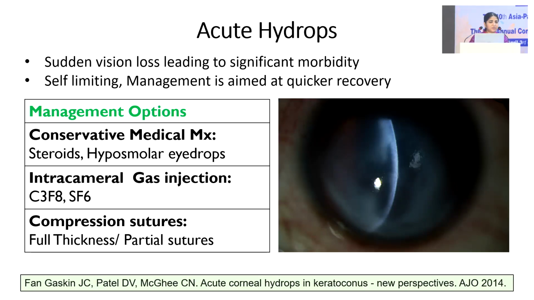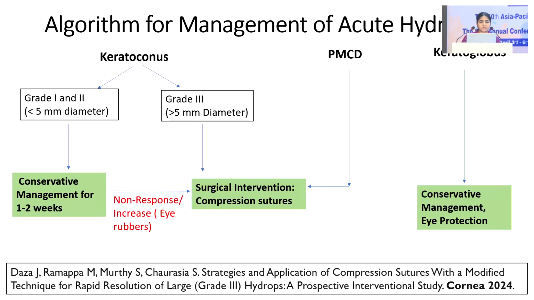Though it is a self-limiting condition, the management is mainly aimed to achieve a quicker recovery of the symptoms of the patient. So management options remain conservative medical management in a vast majority, which is in the form of steroids and hyperosmolar eye drops. Intracameral injection of gases such as C3F8 and SF6 can be given for a quicker resolution. And in more recent years, the compression sutures, whether full thickness or partial, have become the management option of choice.